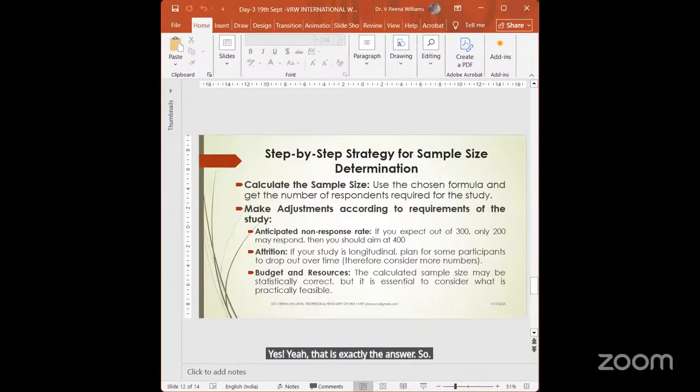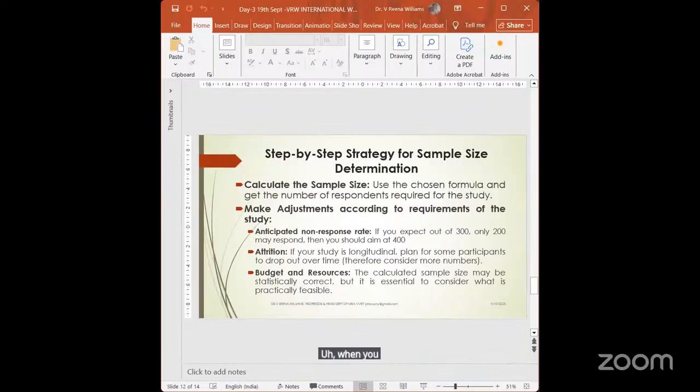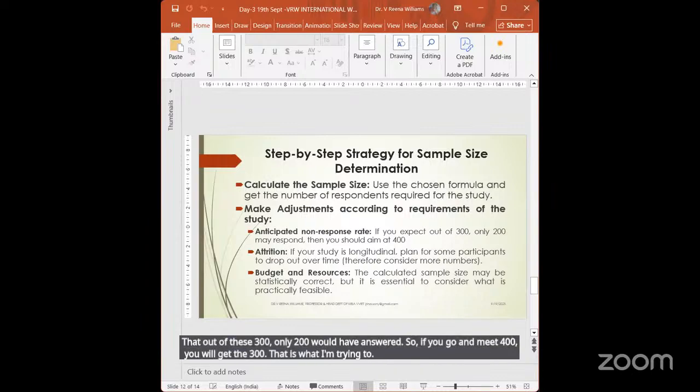So if I need 300, can you keep going when you start collecting responses? I understand that you have not done this before, so that is why you're asking. It's a good question. When you start collecting data, that is when you'll realize that out of these 300, only 200 would have answered. So if you go and meet 400, you will get the 300. That is what I'm trying to explain.